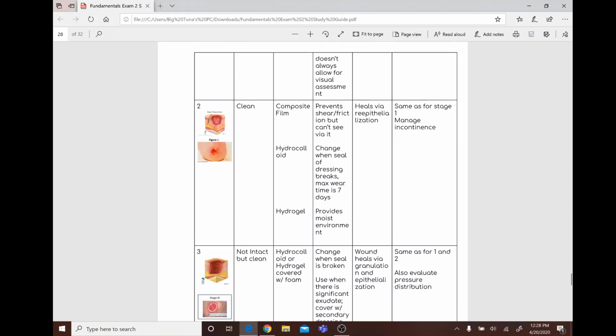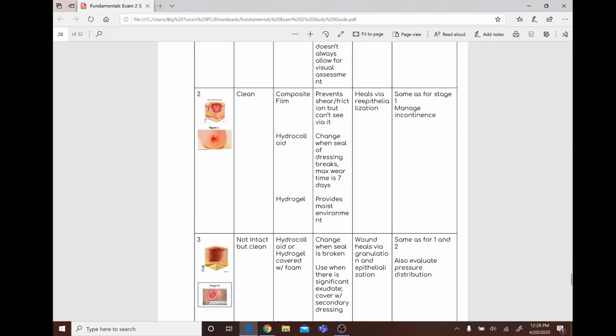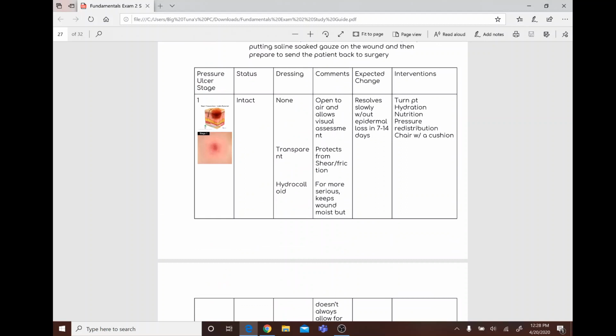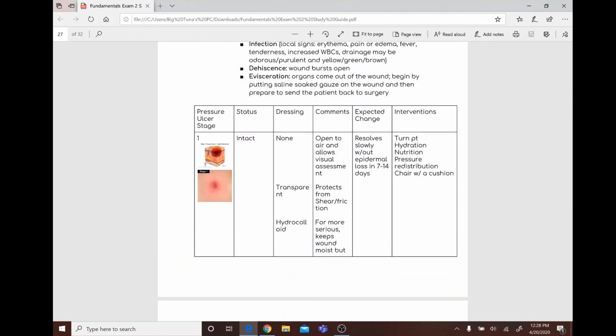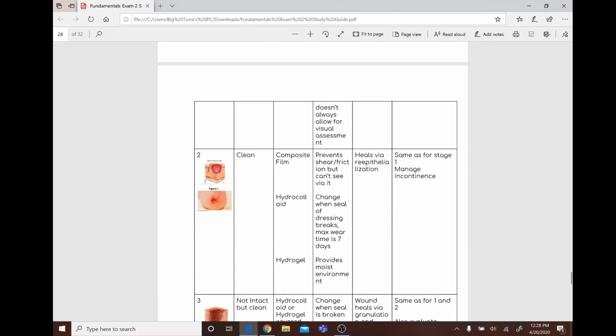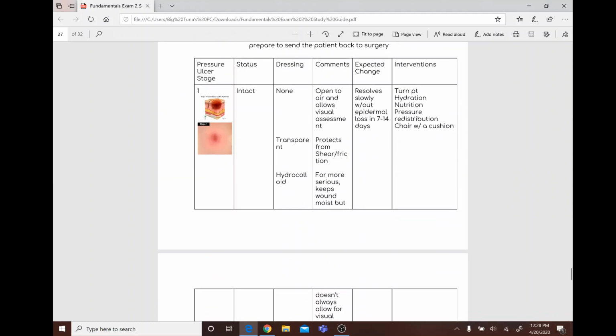What is the expected change of a stage 3 ulcer? Wound heals via granulation and epithelialization. What are the interventions for stage 3? Turn patient, hydration, nutrition, pressure redistribution, chair with a cushion, manage incontinence, and evaluate pressure distribution.